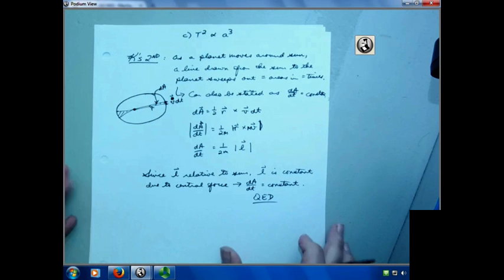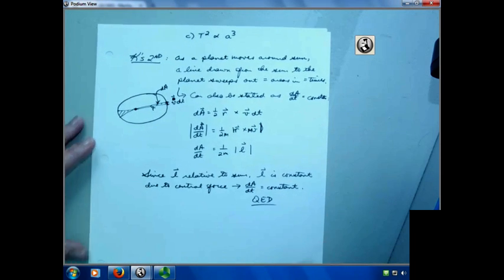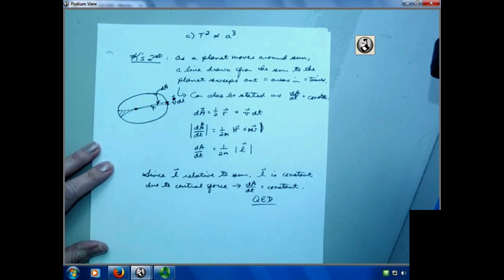Angular momentum for several particles. I'm now going to have a system that consists of n different particles, and I want to talk about the total angular momentum of the system.